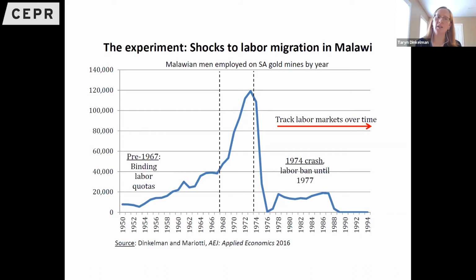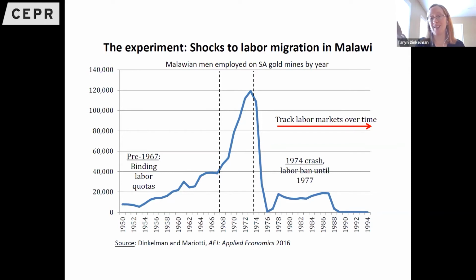So until 1967 or so in Malawi, what happened was that there were labor quotas that Malawi was presented with. The South African gold mines basically said, we need X number of men. Malawi said, well, here's your quota. And this quota is kind of ticking up over time. So men were recruited through these recruiting agencies that were in some districts and not others. And that migration increased sort of slowly over time.